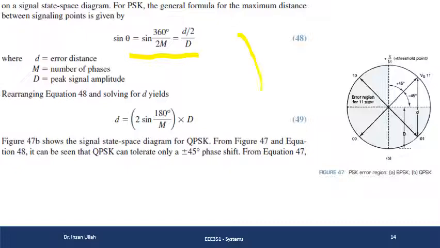अब इस इक्वेशन को अगर रीअरेंज करें तो you can compute the error distance which is going to be equal to 2 sin of 180 degrees by number of phases into the peak signal amplitude D, ठीक है। सो यहाँ से आप कंपेयर कर सकते हैं। If you want to compute this thing d, where d is the error distance, then you can use this formula to compute the error distance, ठीक है, which actually came from this one.